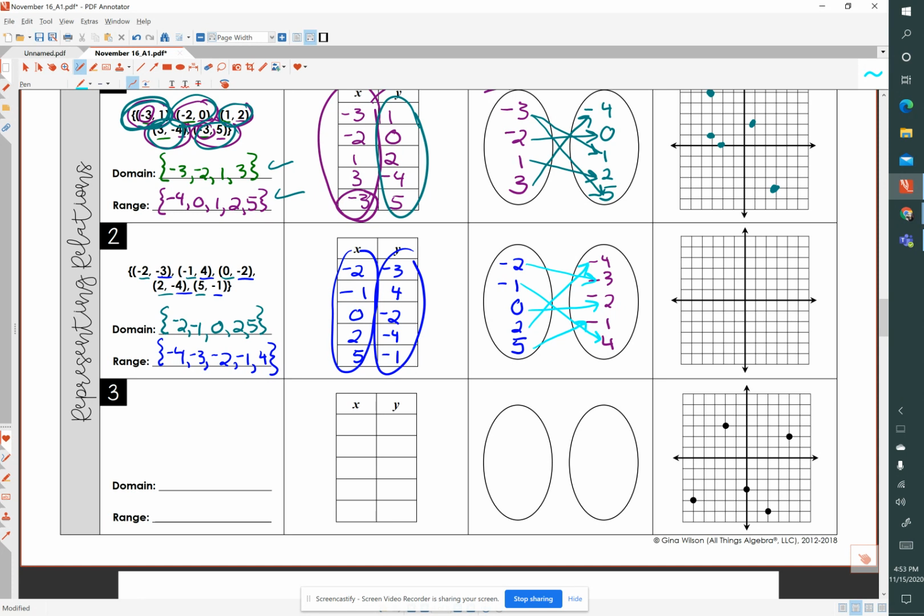Now let's go ahead and graph these. So -2, -3. -1, 4. 0, -2. 2, -4. And 5, -1.